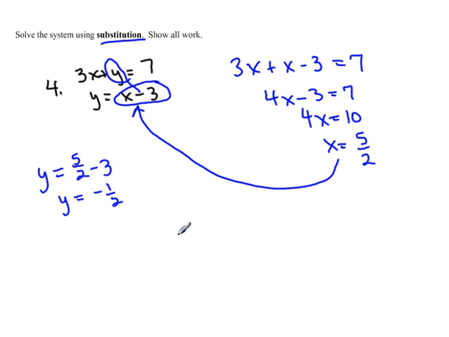Remember, you're not finished until you've written your answer as a point. Remember that the answer to a system of equations is the point at which they intersect, and that would be the point 5 halves, negative 1 half. The x should come first, the y should be second.